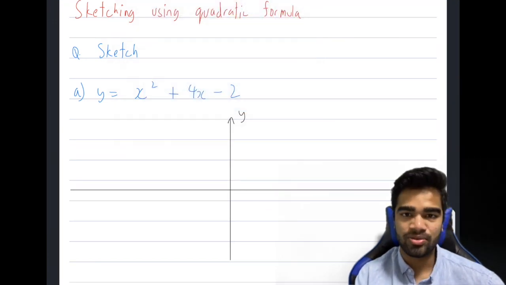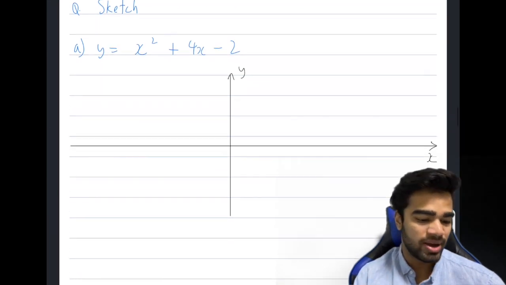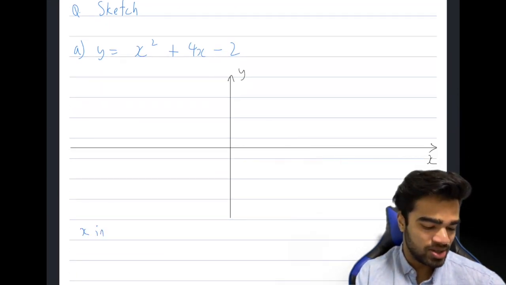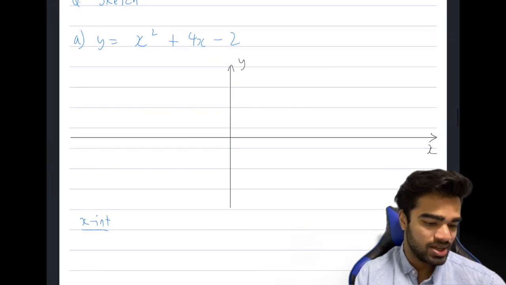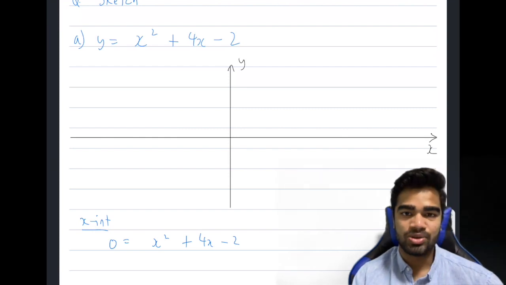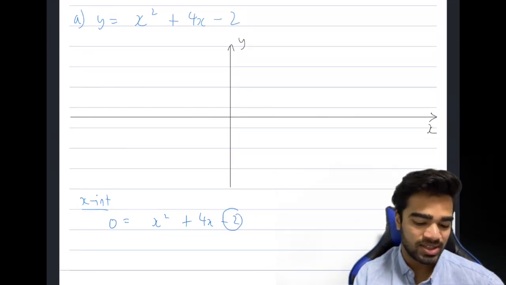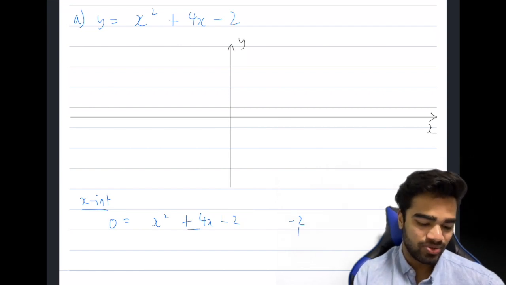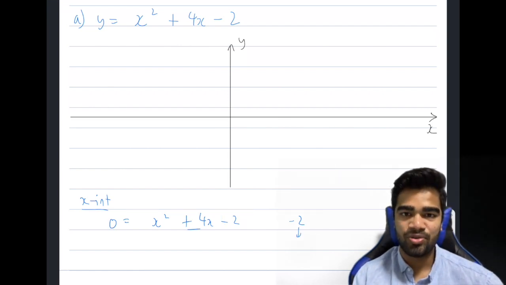Obviously, it's in general form. So it's in the third form we talked about. So if it's in the third form, we do intercepts first, x-intercepts. To do the intercept first, you make y 0: x squared plus 4x minus 2. Now you try to find the x-intercepts normally by factorizing. So factors of negative 2 that add to positive 4, but you realize there aren't any.